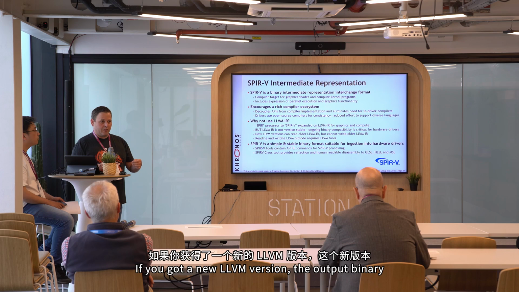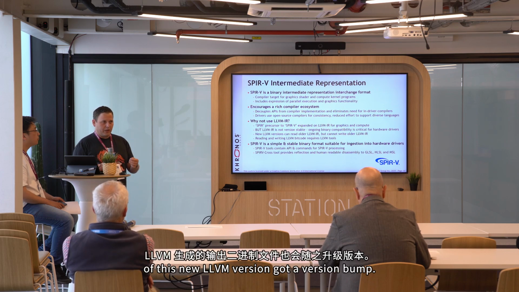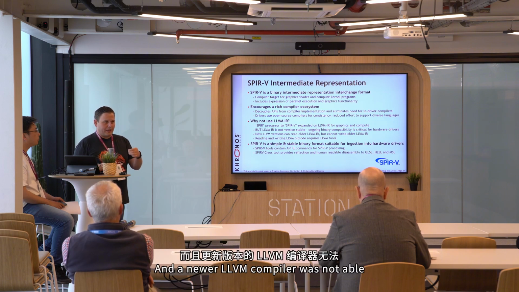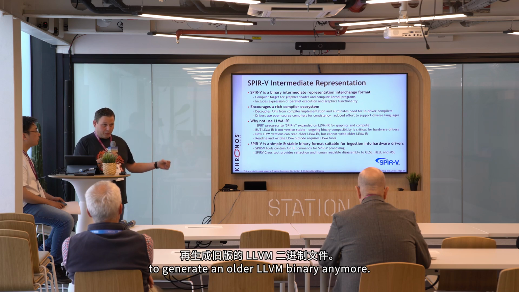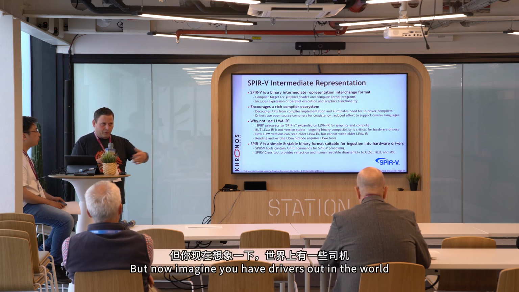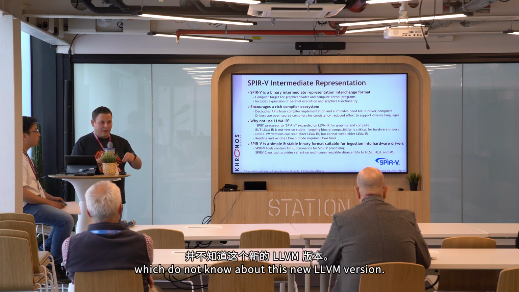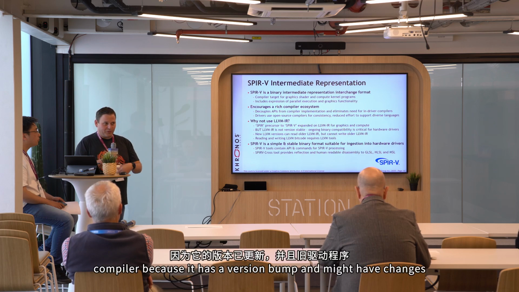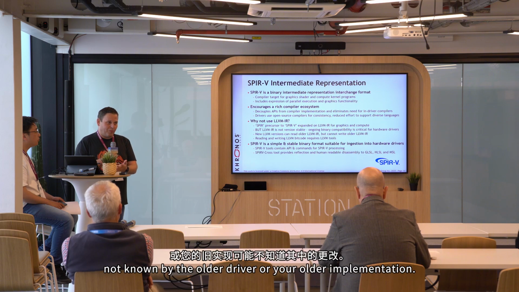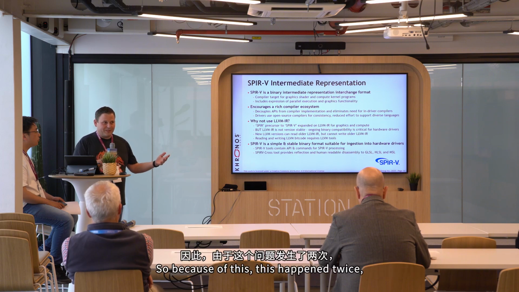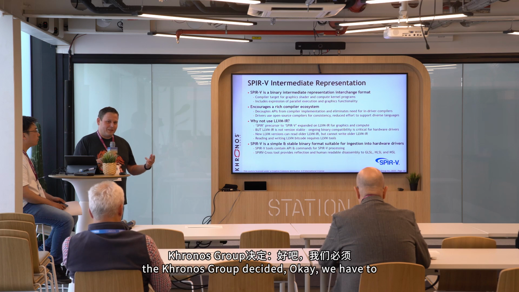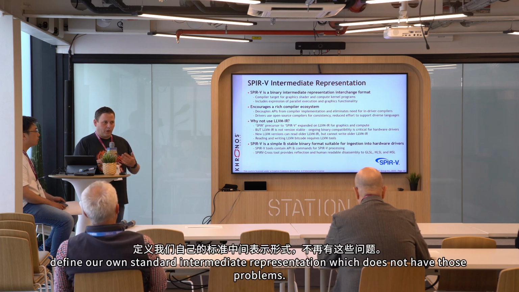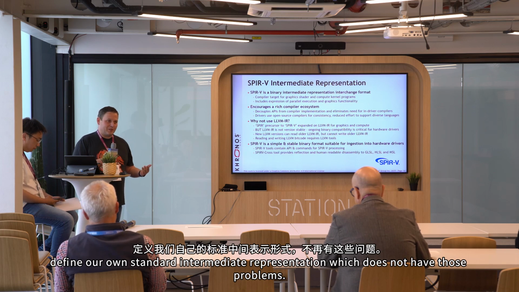If you got a new LLVM version, the output binary of this new LLVM version got a version bump. And a newer LLVM compiler was not able to generate an older LLVM binary anymore. But now imagine you have drivers out in the world which do not know about this new LLVM version. You will not be able to consume the output of a new LLVM compiler because it has a version bump and might have changes not known by the older driver or your older implementation. Because of this, this happened twice. The Khronos Group decided, okay, we have to define our own standard intermediate representation, which does not have those problems.